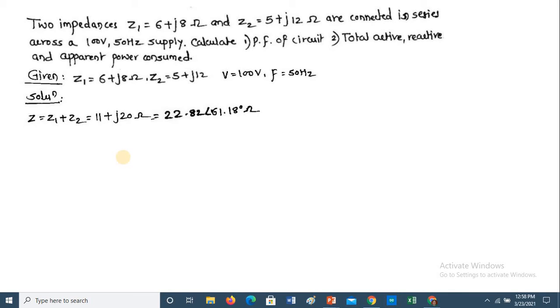To find the current I, which is the ratio of V upon Z, I have to write V also in polar form and Z also in polar form, because I want to do the division operation. Z in polar form I have, but what will I write for V in polar form? As I said, to write any quantity in polar form, I require its magnitude and angle. Its magnitude is its RMS value and the angle is phi.